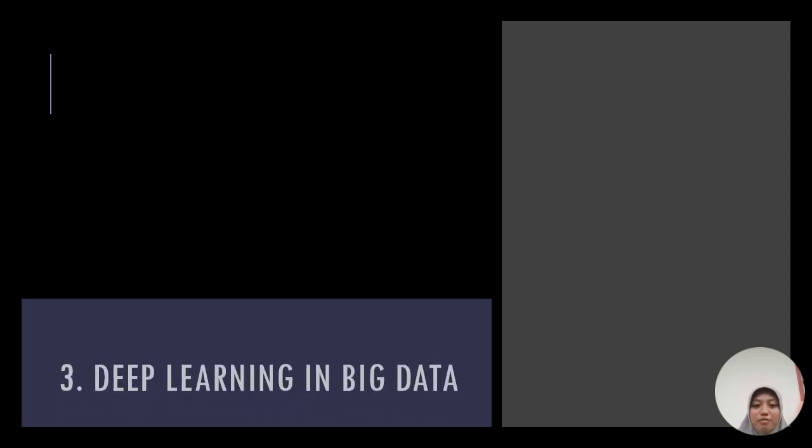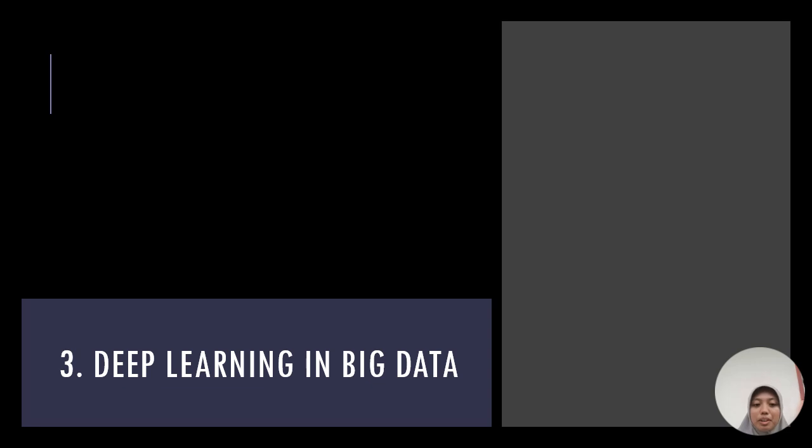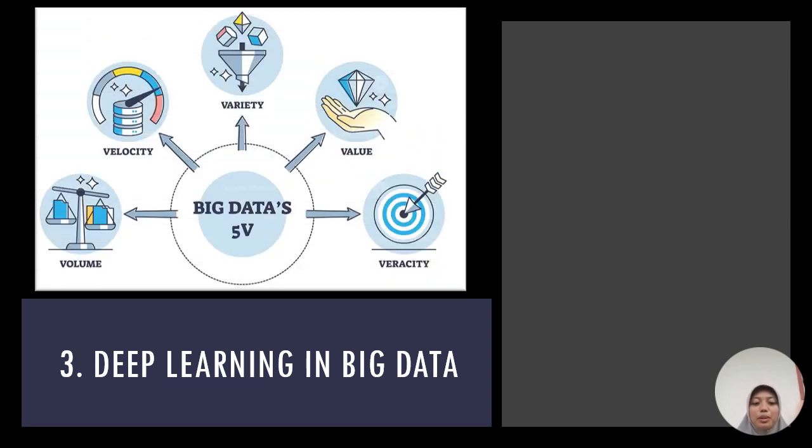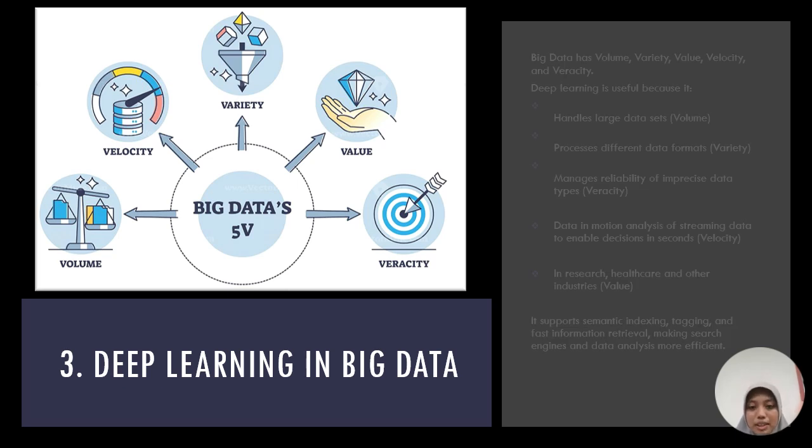So basically, for the third part of the article that I chose, it is deep learning in big data. It has 5 properties in big data, which consists of 5 Vs. These 5 Vs stand for volume, veracity, variety, value, and velocity.